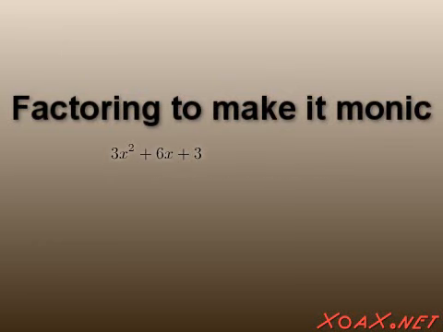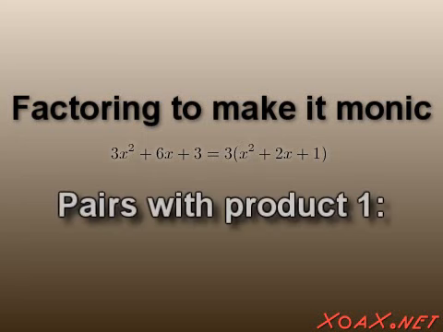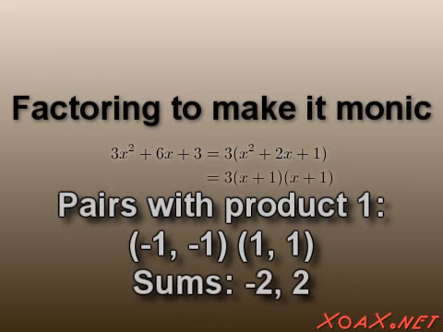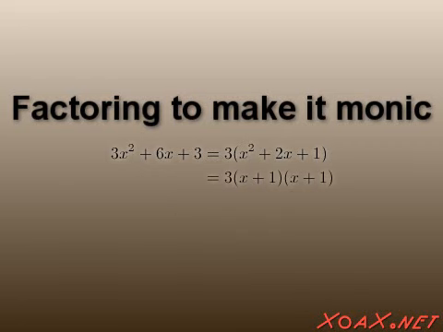What if the polynomial is not monic like this one? Then we may be able to factor out the 3 to get 3 times the quantity x squared plus 2x plus 1. Now the polynomial inside the parentheses is monic, and we can factor it just as before. Since a and b are either both 1 or negative 1, it is easy to see that they both must be 1 since their sum is 2.